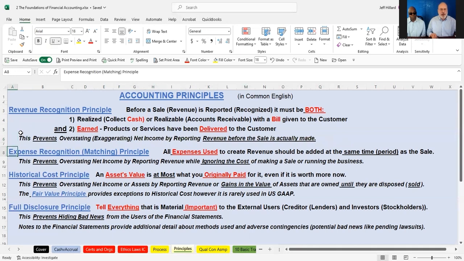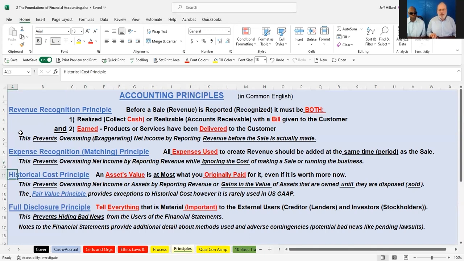The second one, expense recognition or matching principle. All expenses used by the business to create the revenue should be added in the same time period as the sale. This prevents companies from overstating net income and ignoring the cost of making the sale. So both of these principles are important to make sure that you're not reporting too much net income.